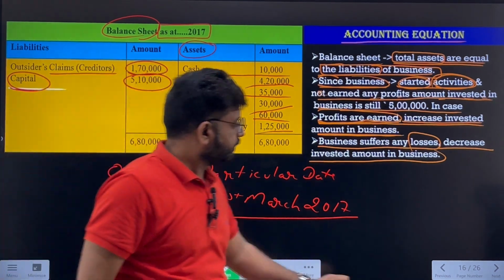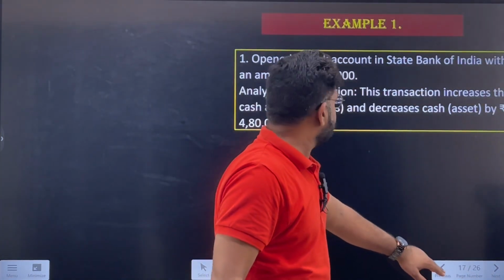Next is the example. So this ends our explanation of the accounting equation as a whole. I hope this full topic of the accounting equation is very much clear to you.